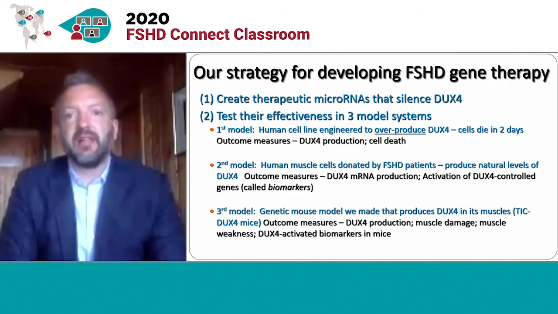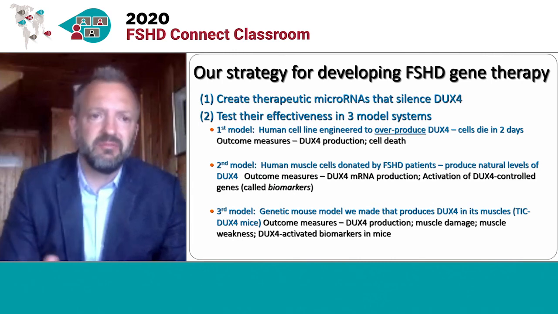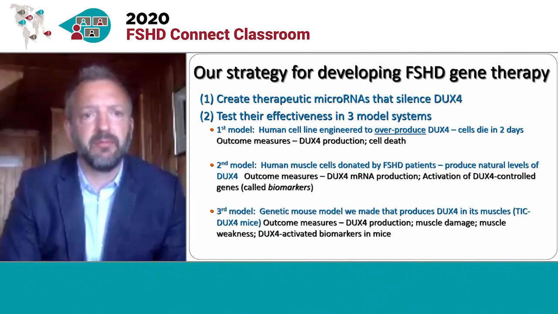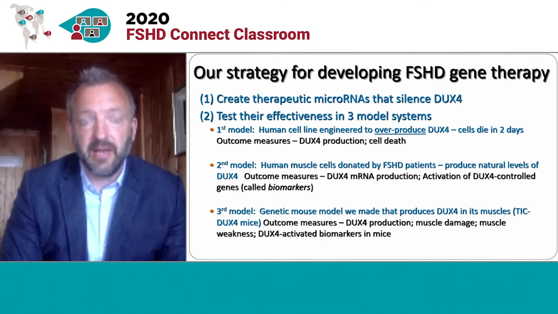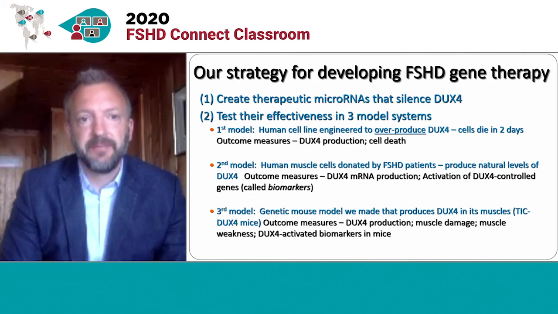So our strategy for developing the FSHD gene therapy is there's basically two major components that we've been working on. The first is to actually create microRNAs that silence DUX4. And then the second is to test their effectiveness. And we've been using 3 model systems. And I'll tell you about all 3 of those in the next few slides.